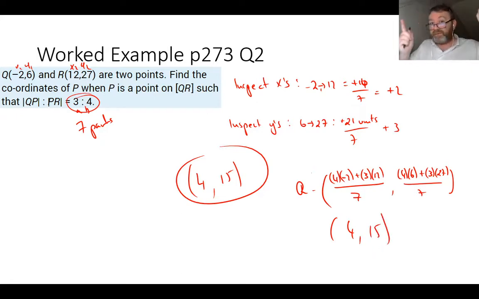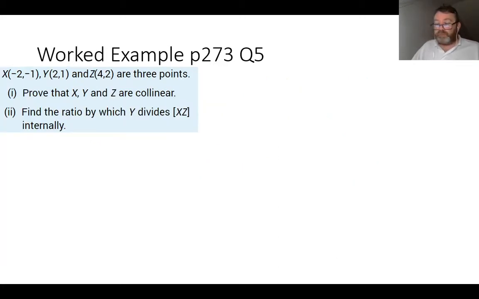You can inspect the x's, see what their increase or decrease is, divide that increase or decrease up into the total number of parts that's given by the ratio, and then when you've broken it down to one part, apply those parts according to the ratio that's given, or you can simply use the formula. Totally up to yourself. Okay, next one.